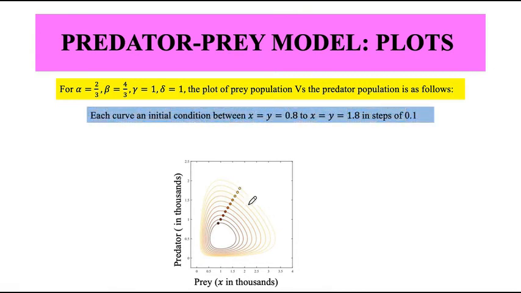Each curve has an initial condition of x equals y equals 0.8 initially, and over here it is x equals y equals 1.8, with a step variation of 0.1. This center point is the fixed point at 1, 1 by 2. So this is my equilibrium point, or you can say fixed point. This is how you can have a graph. You can change alpha, beta, gamma values, and by MATLAB coding you can draw this.